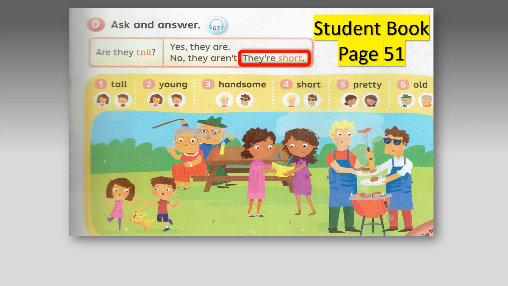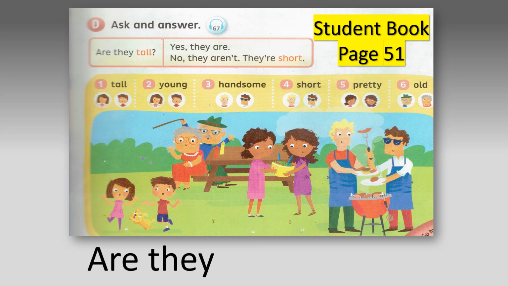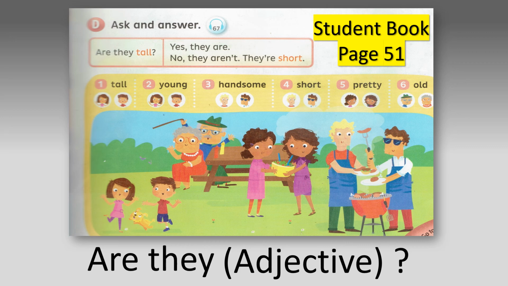If we have the answer no, then we can say the opposite. Are they tall? No, they aren't. They're short. So we say the opposite. Are they? Then adjective. Are they tall? Are they short? Are they ugly? Are they tired? Are they sleepy? Are they cold? Are they hot?